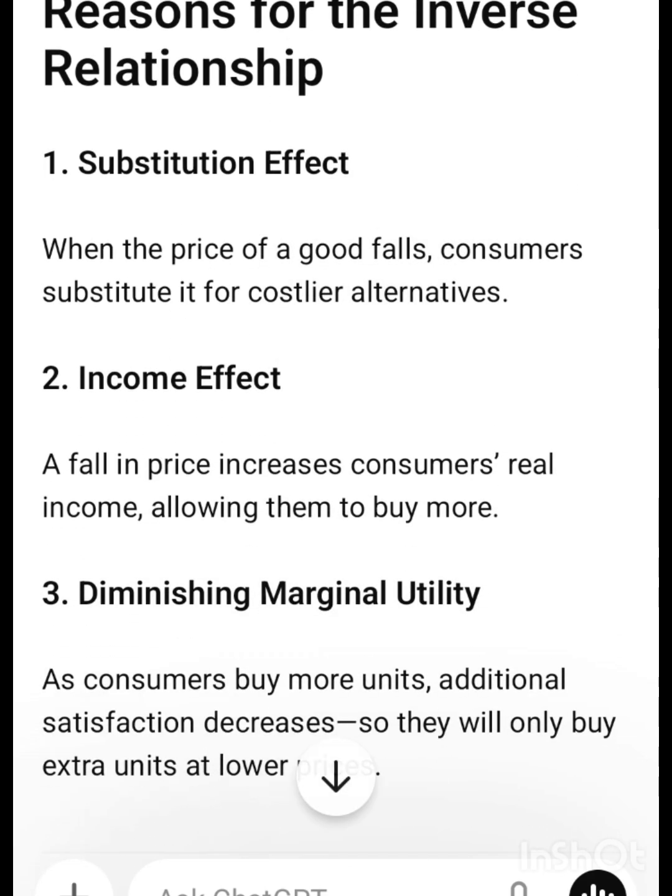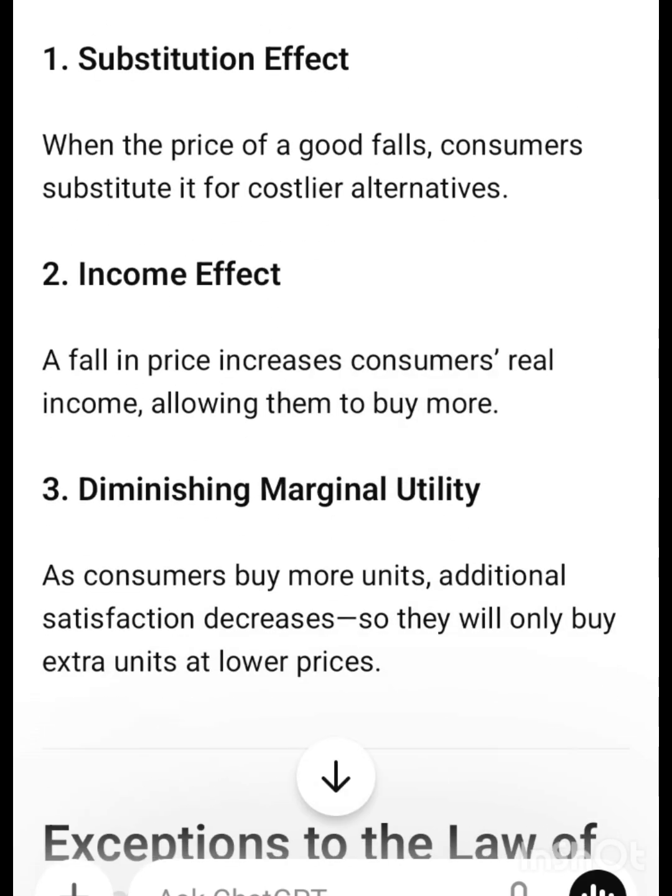The reasons for the inverse relationship of this law of demand: the first one is the substitution effect. When the price of a good falls, consumers substitute it for costlier alternatives, that is, higher priced products. The second one is the income effect. A fall in price increases consumers' real income, allowing them to buy more. The third one is diminishing marginal utility. As consumers buy more units, additional satisfaction decreases, so they will only buy extra units at lower prices.